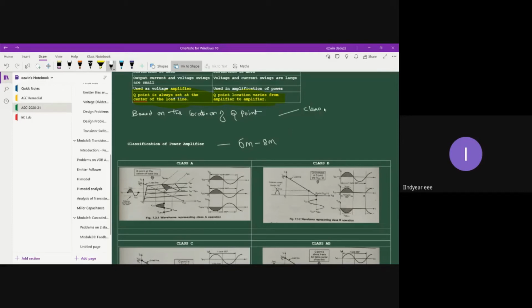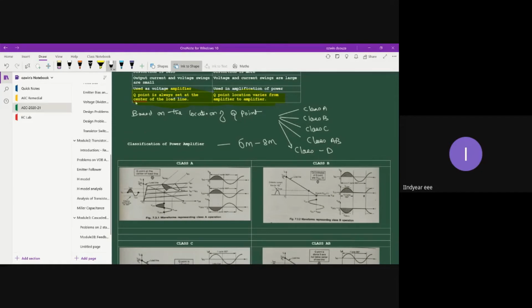Class A power amplifier, Class B power amplifier, Class C power amplifier, Class AB power amplifier, and the final class is Class D power amplifier. Okay, 5 types.